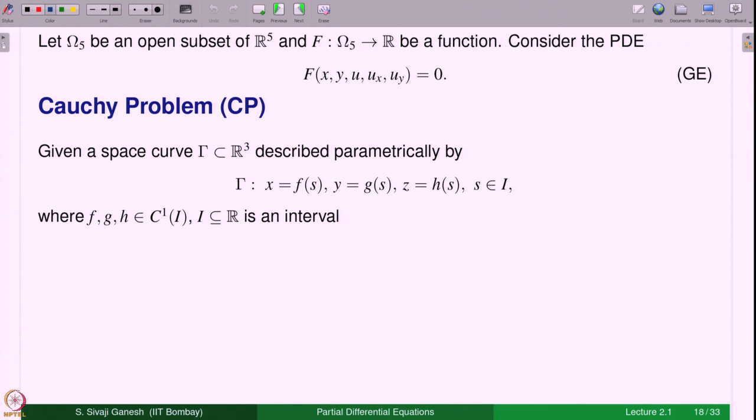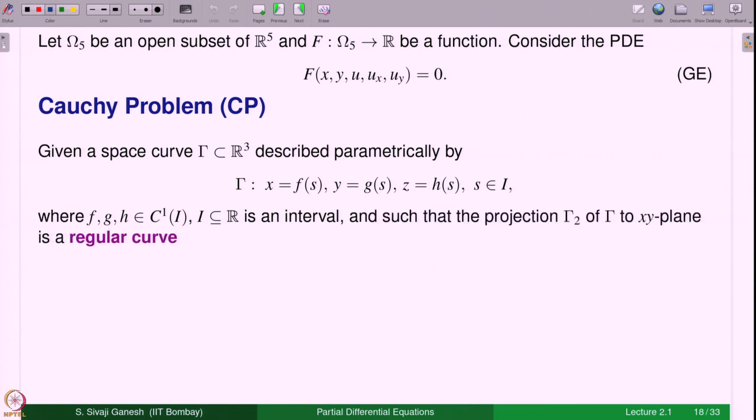And f, g, h are C^m functions on the interval I, and such that the projection gamma 2 of gamma to the x, y plane, where is gamma? It is in R3. So, it will have x, y, z coordinates. Now, you project it to the x, y plane, you will have x, y coordinates. That is x equal to f(s) and y equal to g(s), that is the curve gamma 2.